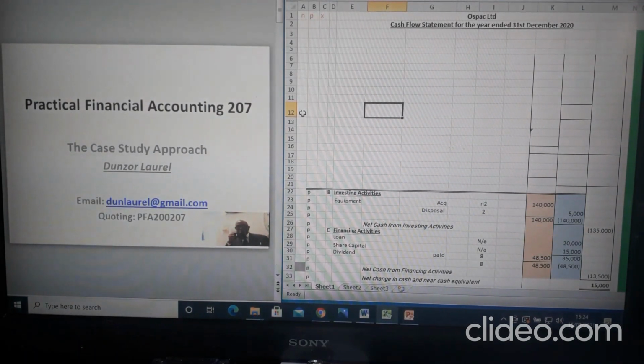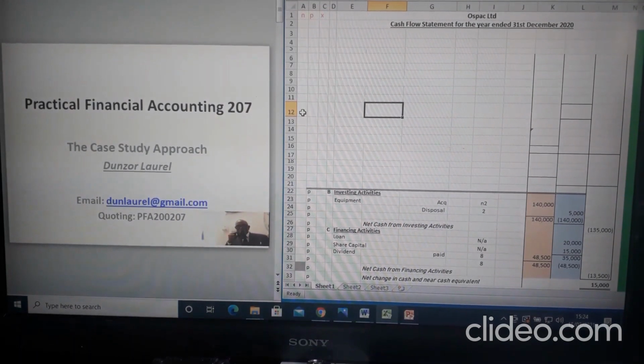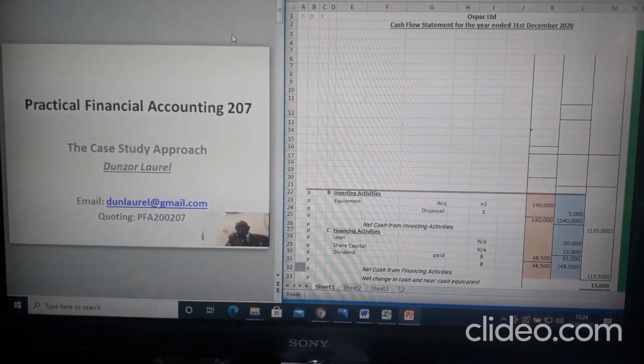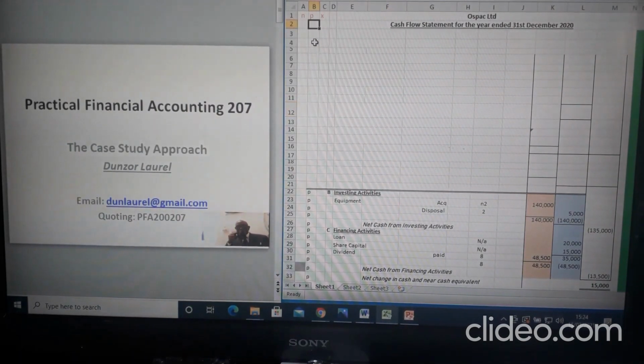In the other one, we deal with it differently. I will quickly highlight it later. This one will start from the figure of the income statement. It starts from the income statement figure, either the profit before tax or the profit after tax, whichever you're more comfortable to deal with. So as usual, let's head this statement again.